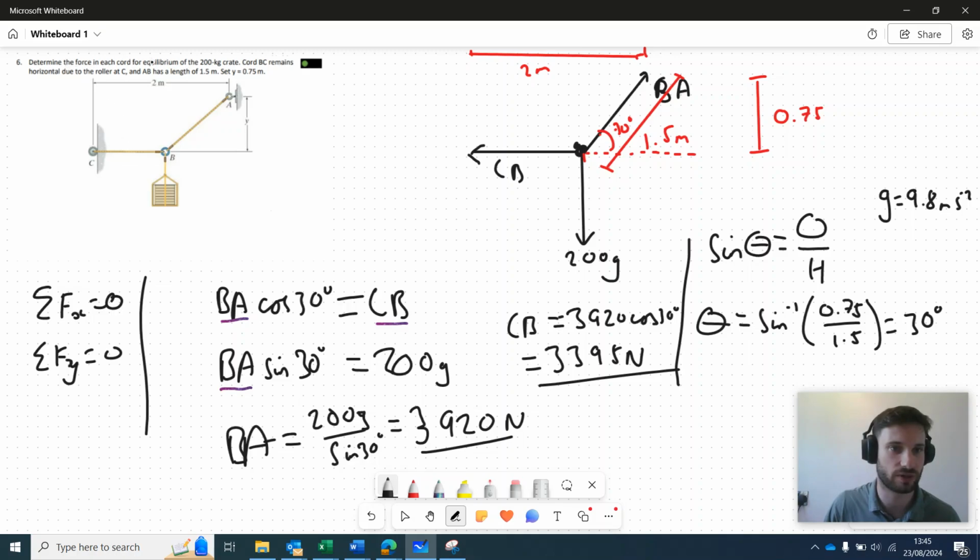Determine the force in each chord for equilibrium. Yeah, fantastic. So I've got the force in BA, it's 3,920 newtons. I've got the tension in CB, it's 3,395 newtons.